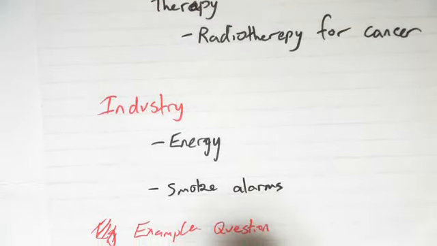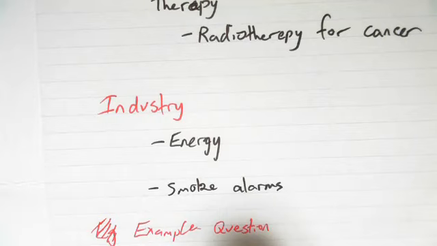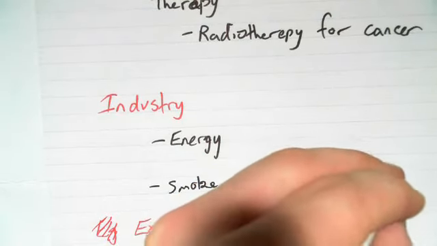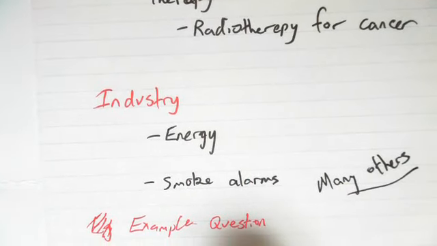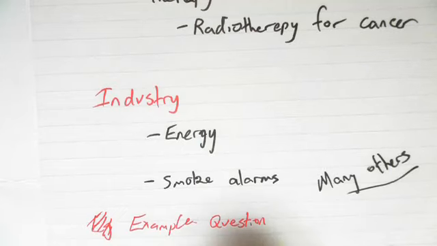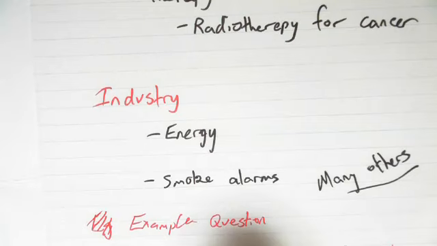And in industry, radioisotopes are used for energy, nuclear energy, we all know about that, and smoke alarms and thickness detectors and all other types of things, so we should say many others as well. Cobalt is used in thickness detectors, for example, because it's a gamma emitter, so it emits gamma rays. Using a detector on the other side, you can see how much they were absorbed, detect the thickness, and maintain a constant thickness of whatever you're producing, whether it be plastic film or whatever.